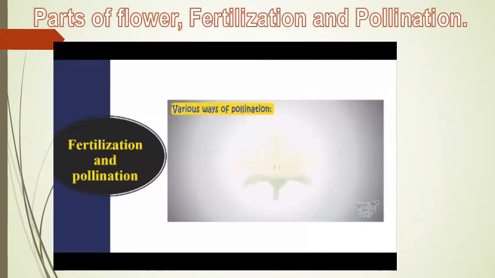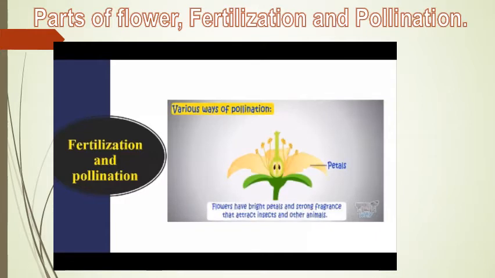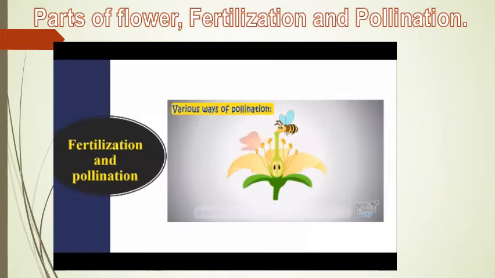Flowers have bright petals and strong fragrance that attract insects and other animals. Also, flowers have a thin, nutritious honey-like liquid called nectar inside them that acts as food for many insects. Butterflies, bees, and many other insects feed on the nectar. So they visit the flower to suck nectar. While sucking nectar from the flowers, they are in no way harmed by the insects.